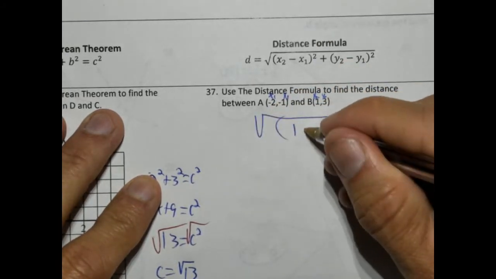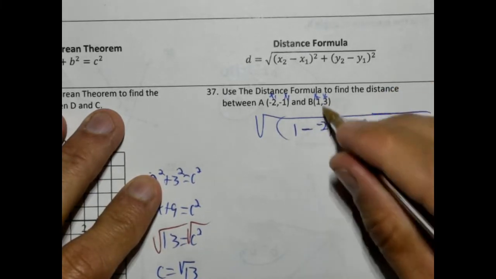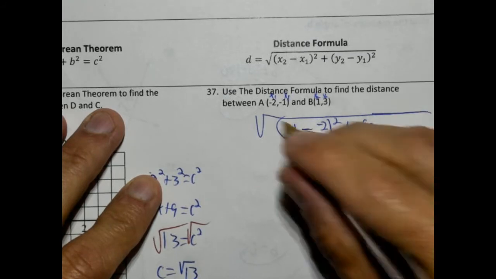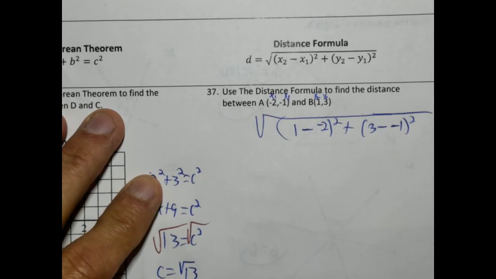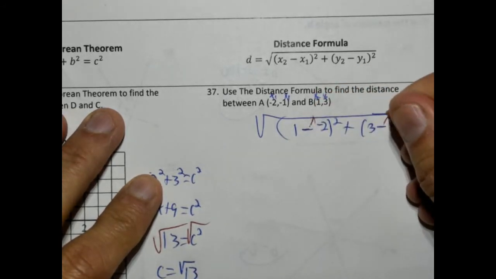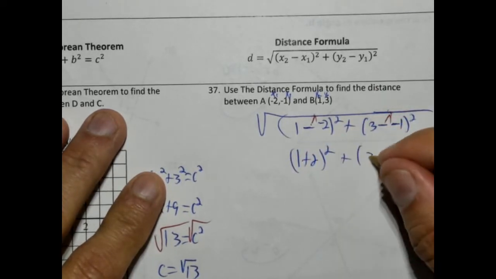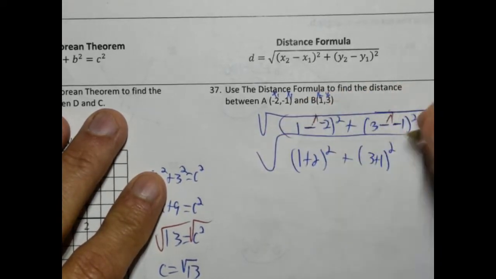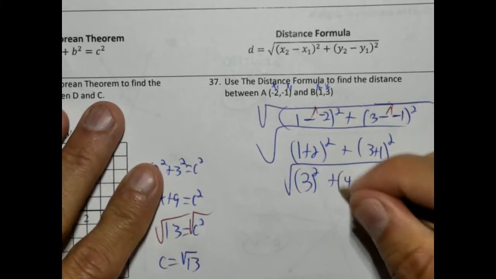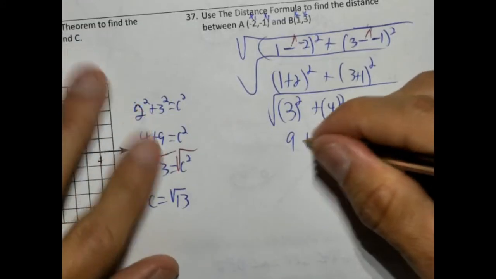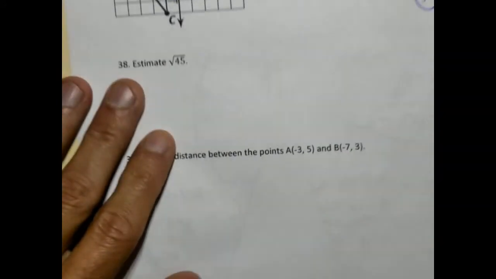So x2 is 1 minus negative 2 squared plus, and our y2 is 3 minus negative 1 squared. I'm going to go ahead and get rid of these double negatives here. So I'm going to rewrite this. We're going to have 1 plus 2 squared plus 3 plus 1 squared. And 1 plus 2 is 3. 3 plus 1 is 4. And that's going to be 9 plus 16, which is 25, and that's a perfect square, so the distance is 5.